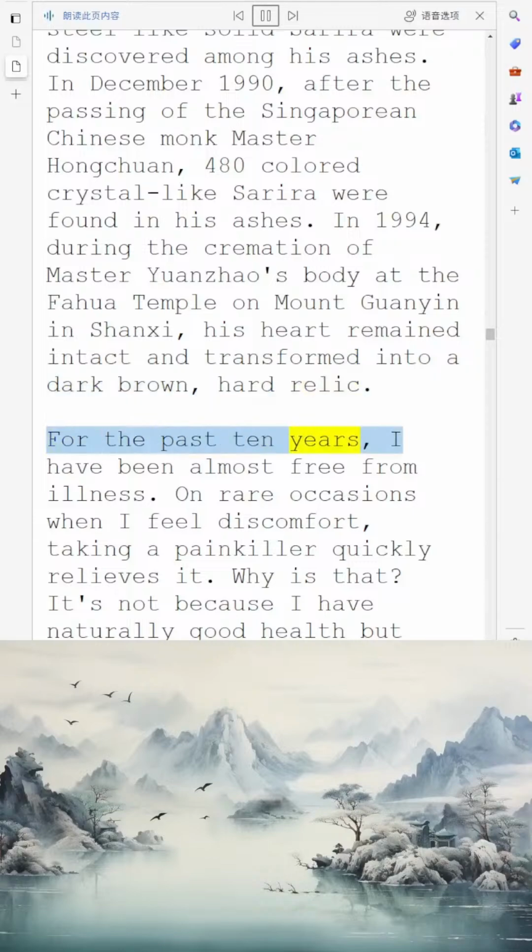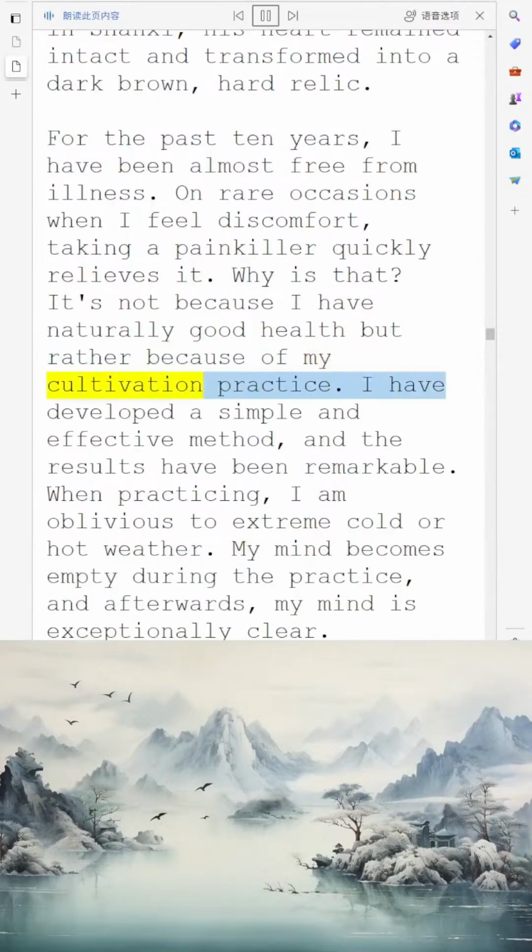For the past 10 years, I have been almost free from illness. On rare occasions when I feel discomfort, taking a painkiller quickly relieves it. Why is that? It's not because I have naturally good health, but rather because of my cultivation practice.